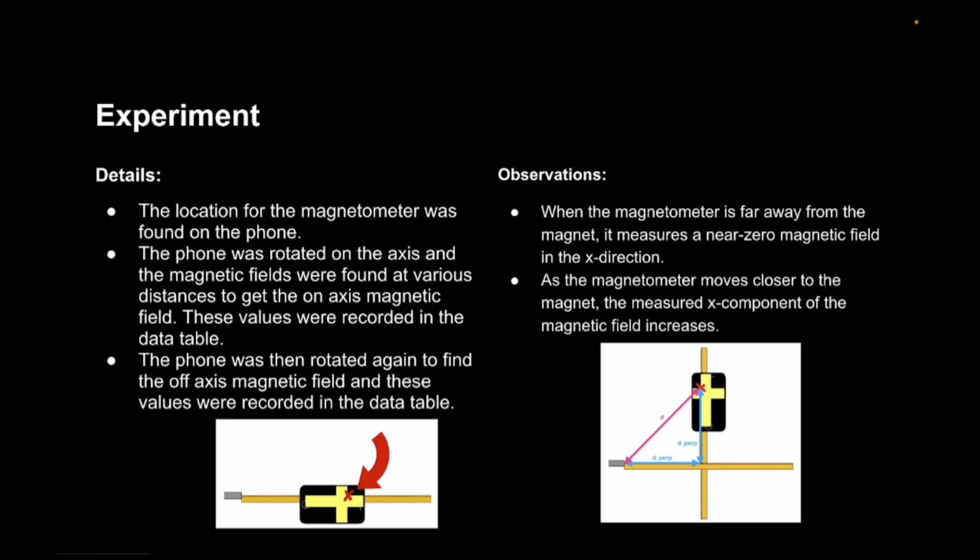Some observations made were that when the magnetometer is far away from the magnet, it measures a near zero magnetic field in the x direction. As the magnetometer moves closer to the magnet, the measured x component of the magnetic field increases. These were the only two observations that we were able to find.